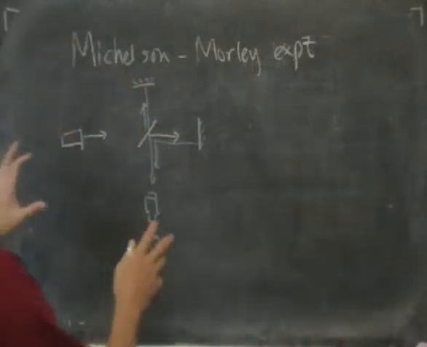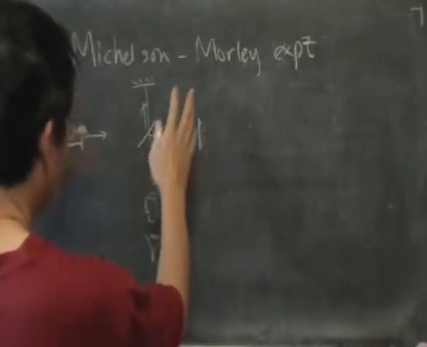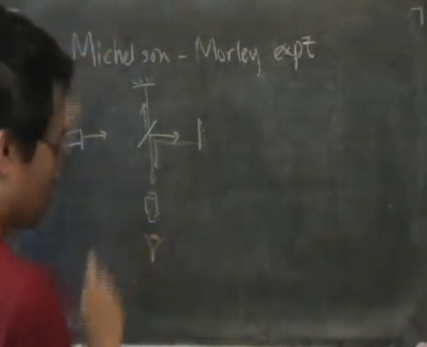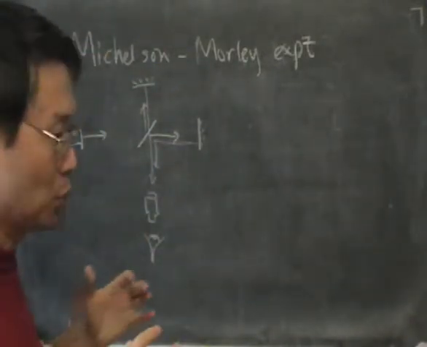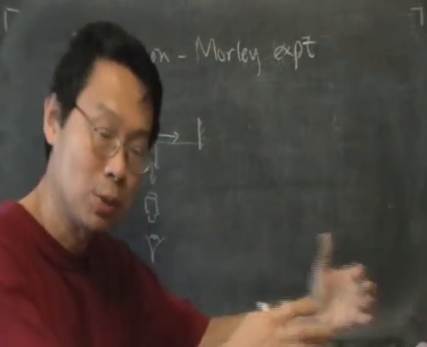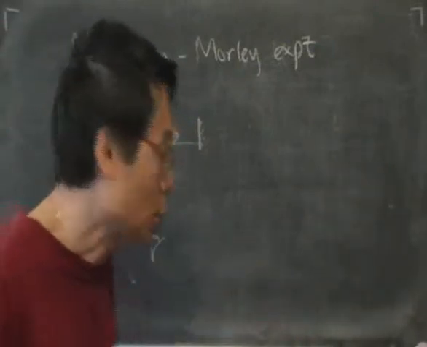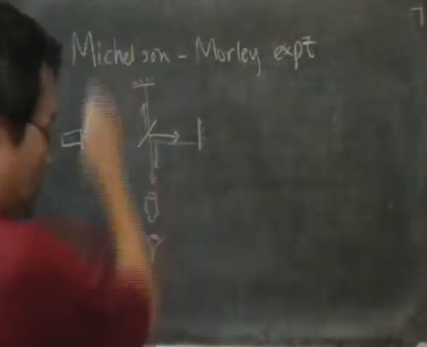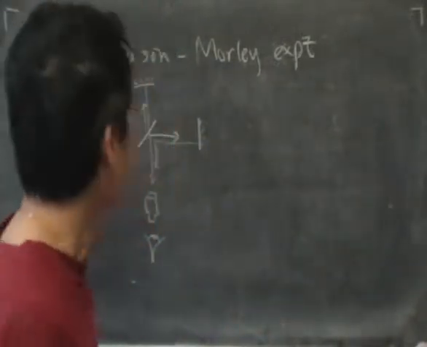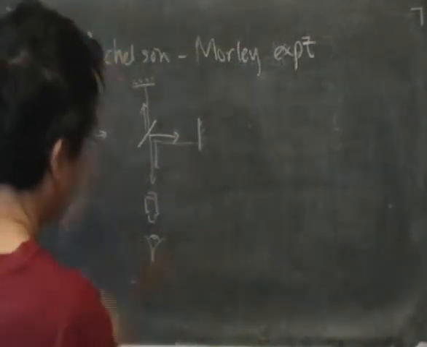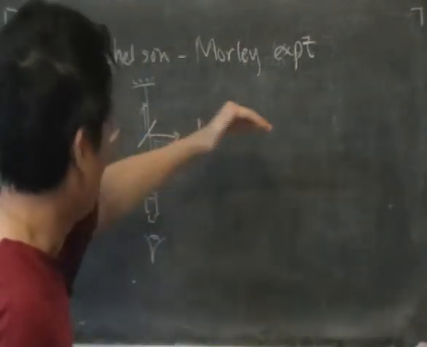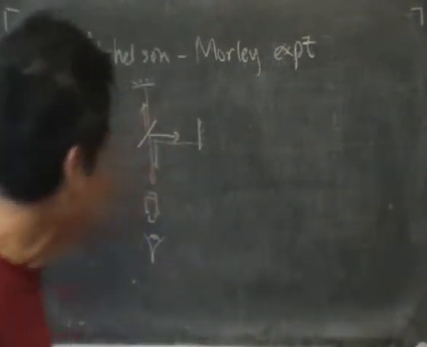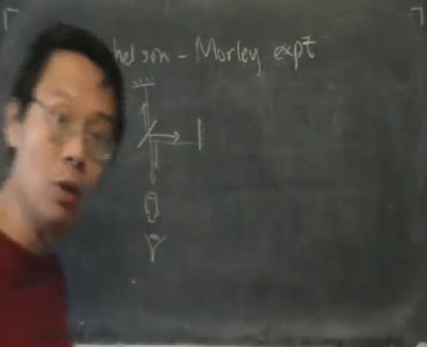So if we do this experiment in a certain position on Earth, and then we rotate that experiment so that it moves through space with Earth in a different orientation, then the path length in this direction and in that direction will change, depending on how it relates to the direction of motion. So, the fringe pattern that we observe here will shift.